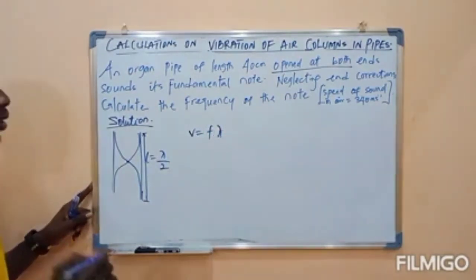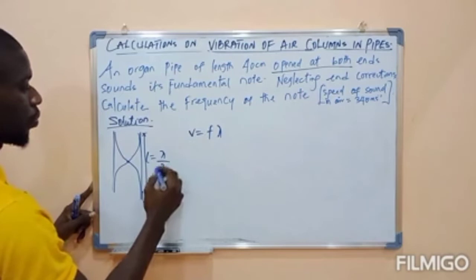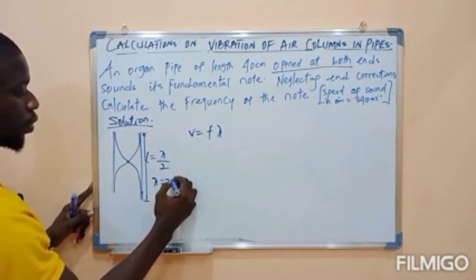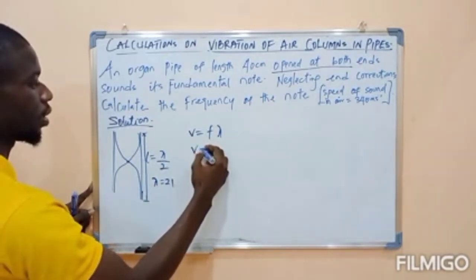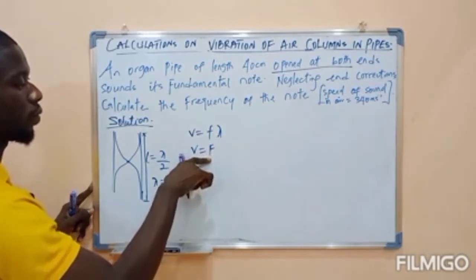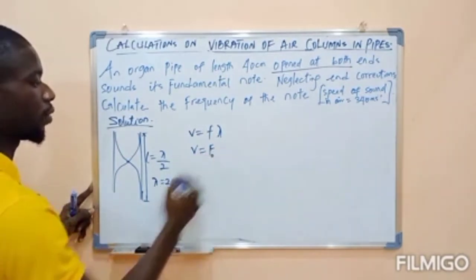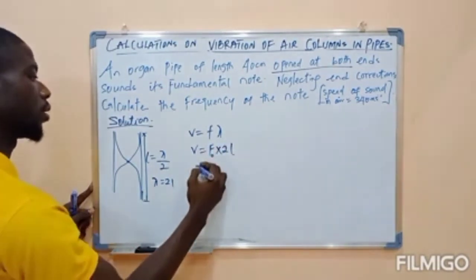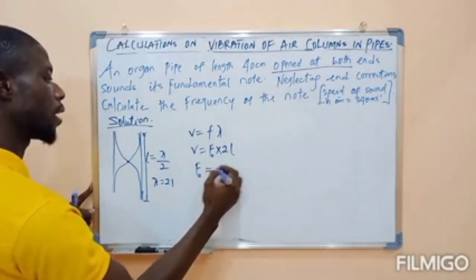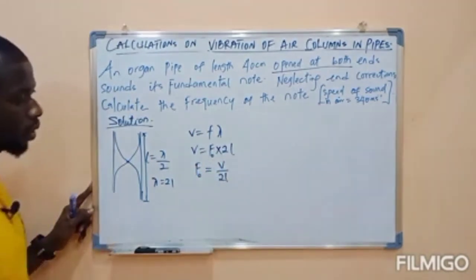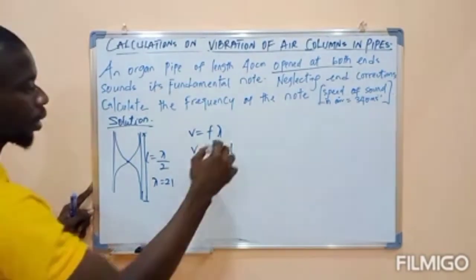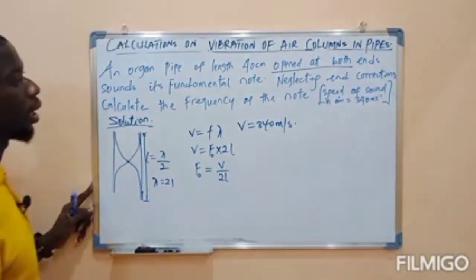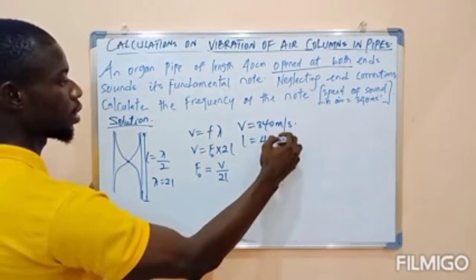We explained this in detail in that video. So from this, length is lambda over 2. You can make lambda subject of the formula, which will give us 2L. So V is equal to, the frequency I'm going to get from this is known as fundamental frequency, so I use F naught, multiplied by lambda, which is now 2L. If I make F naught subject of the formula, I have V all over 2L. Remember they said V is 340 meters per second, and the length L is 40 centimeters.